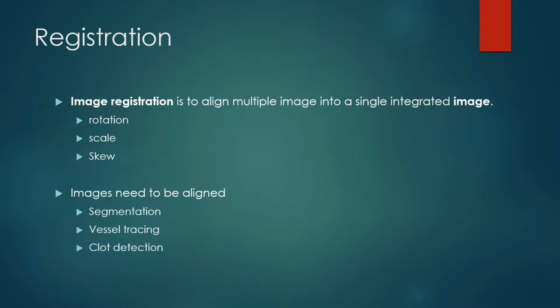The registration is also a very important step. It's probably one of the most important steps in the image processing, because patient images may have some rotation or scaling issues, and then images need to be aligned for segmentation, vessel tracing, clot detection. It means the registration is the first step, and after that, all other things can actually happen.